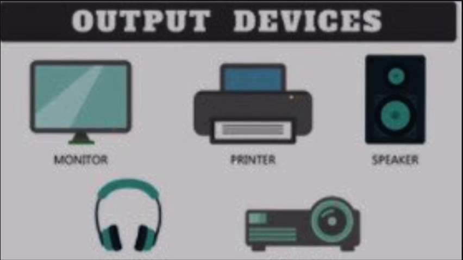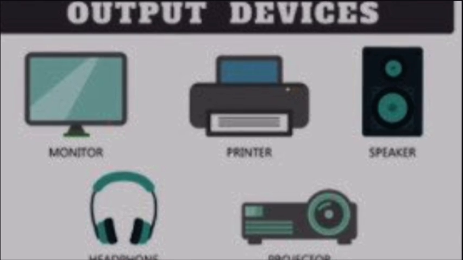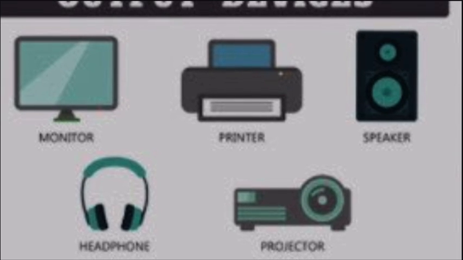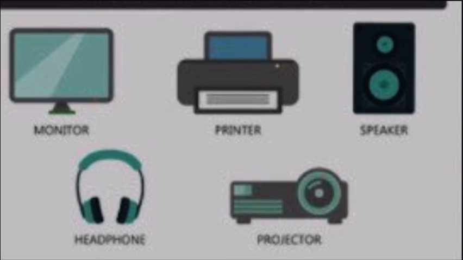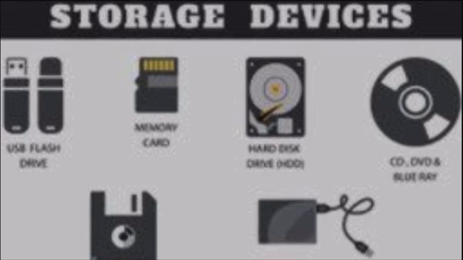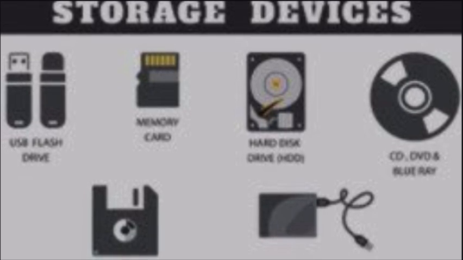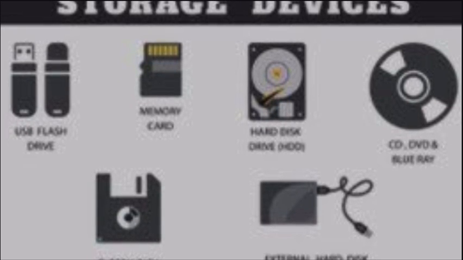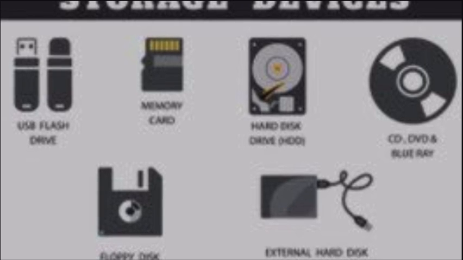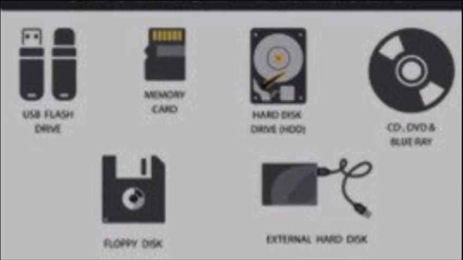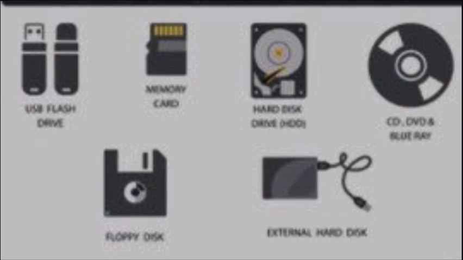Output devices. Monitor or display presents visual output to the user. Printer produces hard copies of digital documents. Speakers output audio for music, videos, and other multimedia content. Storage devices. External hard drive provides additional storage space outside the computer. USB flash drive, portable storage device for transferring and storing data. Memory card reader allows access to data on memory cards from cameras or other devices.